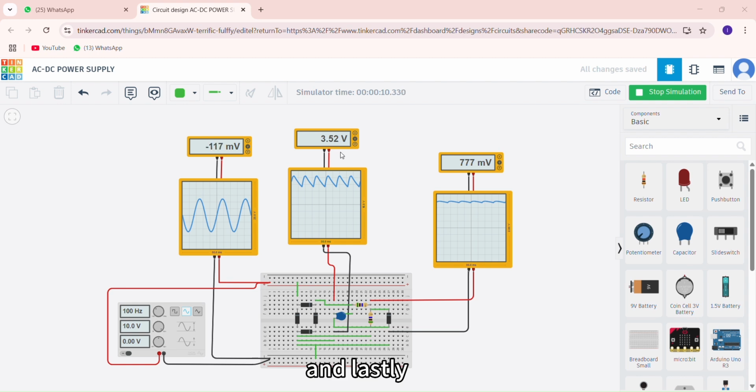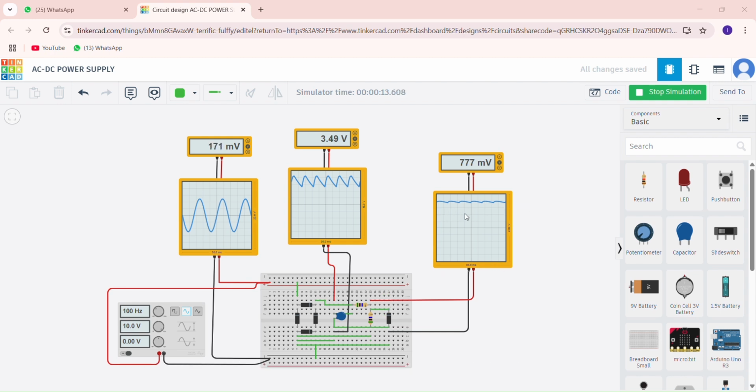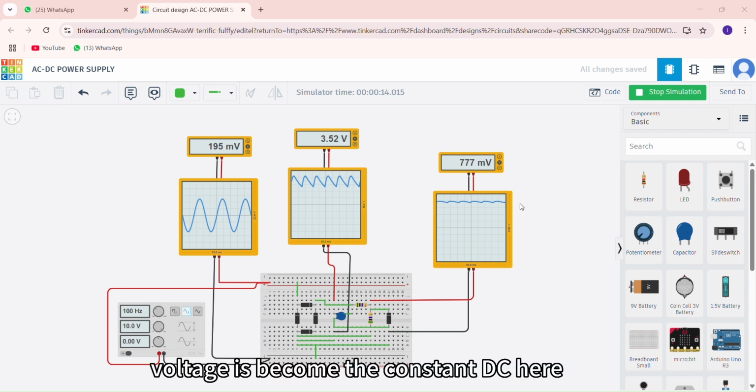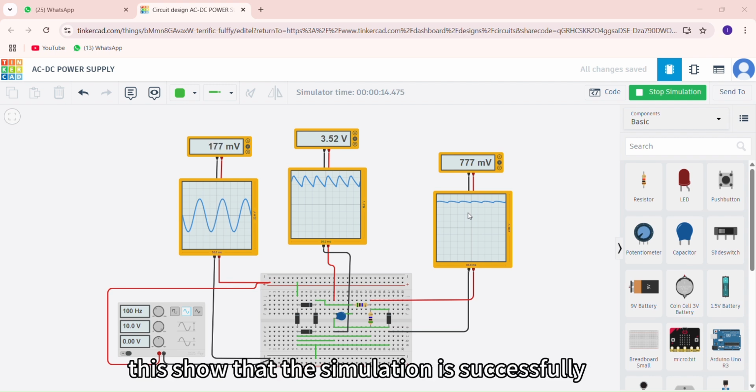And lastly, you can see that the current passes through the Zener diode and the voltage becomes almost constant DC. So this graph shows that the voltage becomes constant DC here. So this is our correct result. This shows that the simulation is successful.